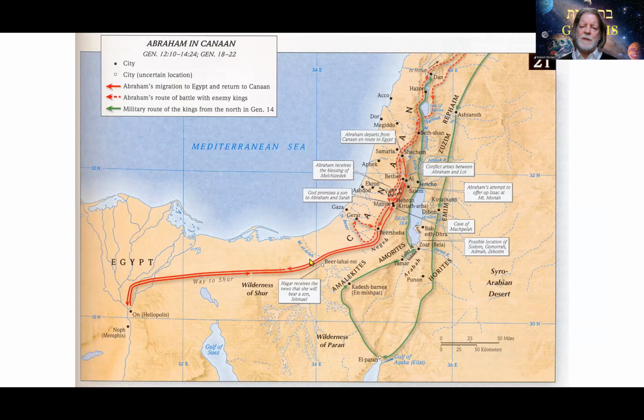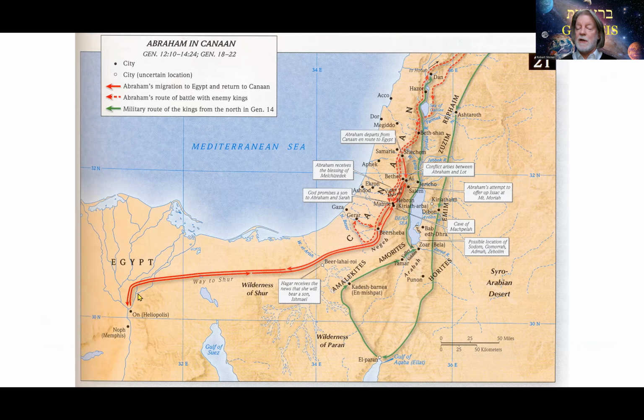Then we have a map that shows a time that they went over to Egypt and spent some time there because of famine in the land, once again. So this brings the western boundary to the river of Egypt. Here it is, the Nile.